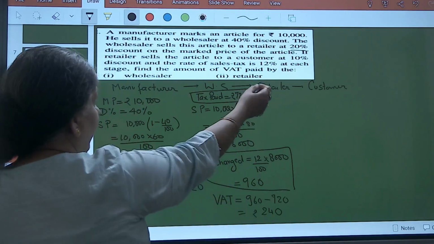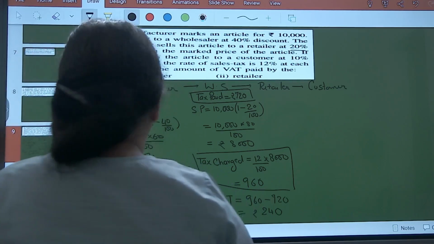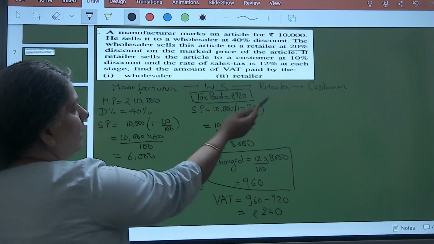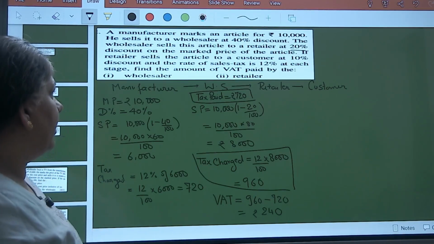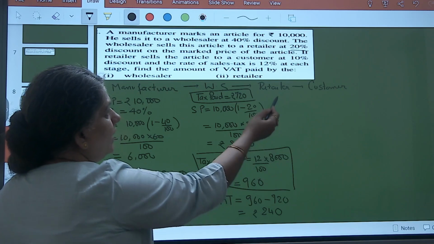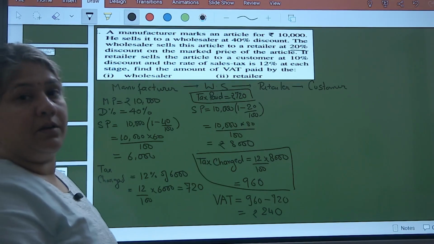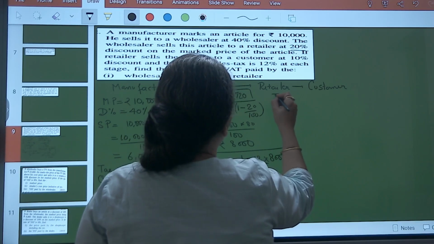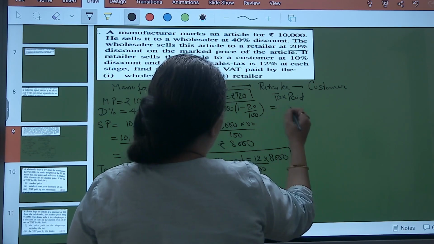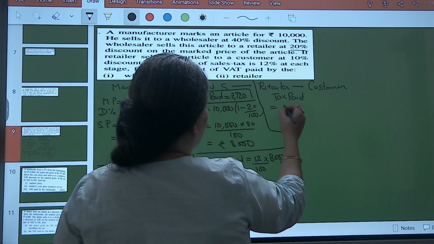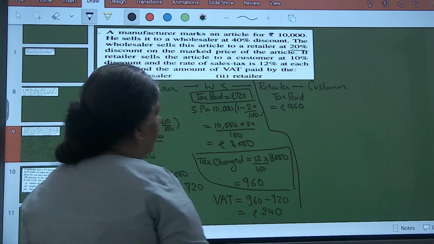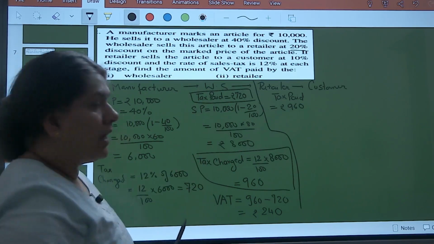Now we have to also find the VAT paid by the retailer. The selling price of the wholesaler is the cost price of the retailer, and this tax that he has charged, that means 960, is the tax paid by the retailer. So here again we will write, tax paid by the retailer will be rupee 960. So he has already paid 960 rupees.